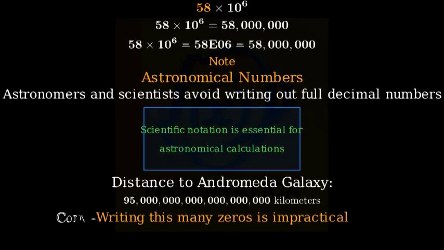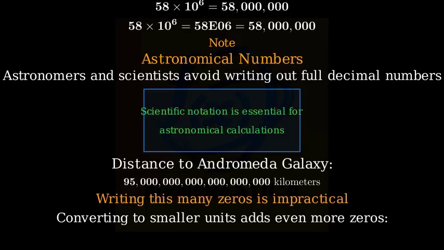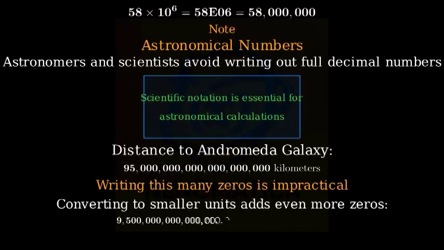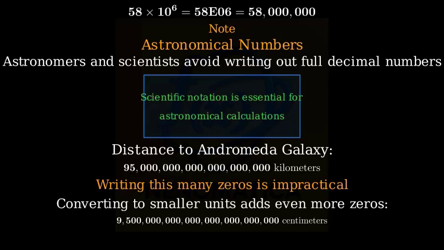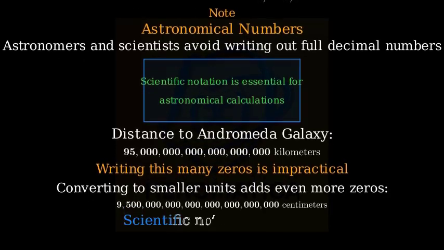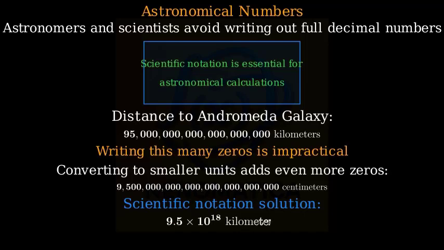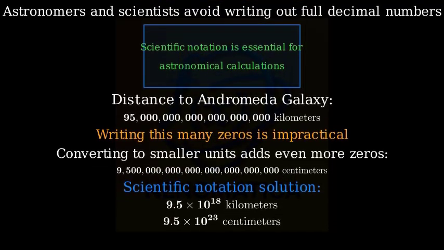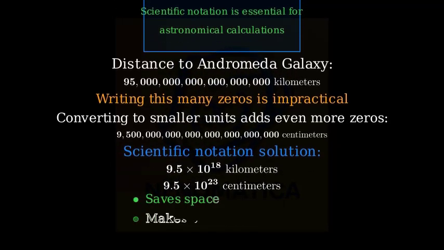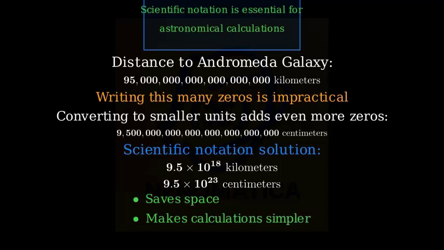In astronomical calculations, it's often necessary to express measurements in smaller units like centimeters rather than kilometers. If we were to express the previous distance in centimeters, it would have 5 more zeros, making it even more unwieldy. Scientific notation provides a simple solution to this problem. The distance to Andromeda can be written as 9.5 times 10 to the 18th power kilometers or 9.5 times 10 to the 23rd power centimeters. This not only saves space, but also makes calculations much simpler.